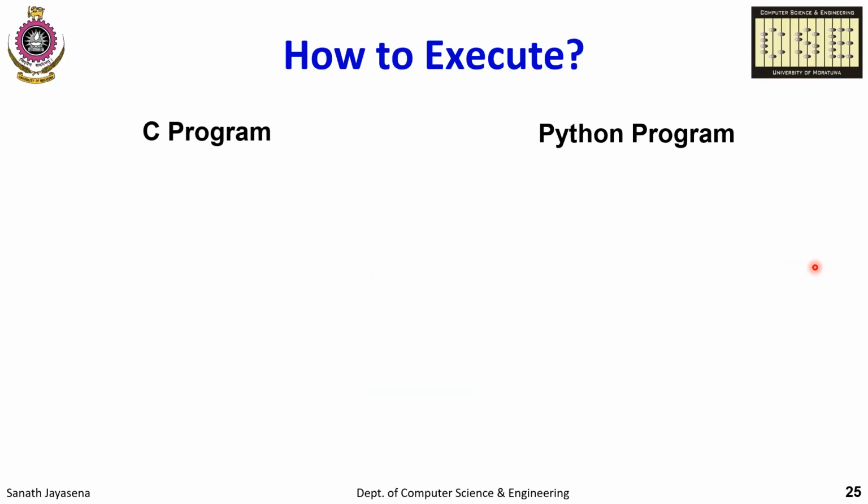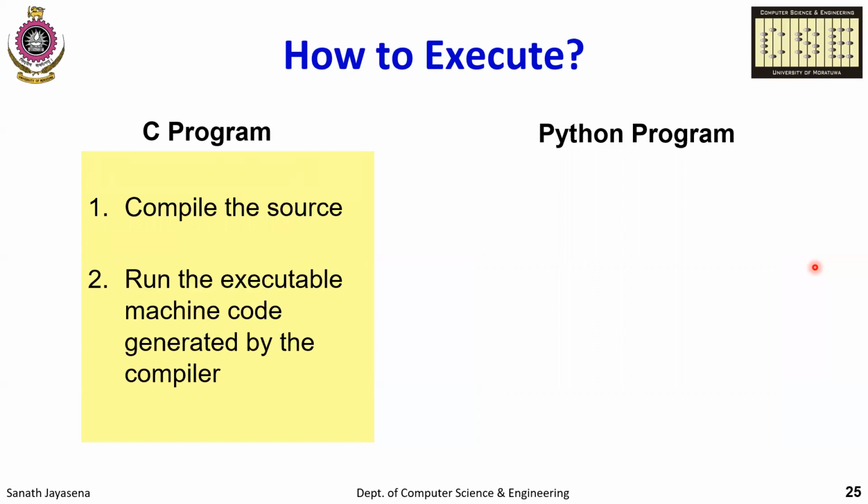All right. Let's proceed. So how do we then execute these programs? For a C program, we will compile the source, because that's the most common way C is used. We have compiled implementations. You compile the source and run the executable machine code generated by the compiler.